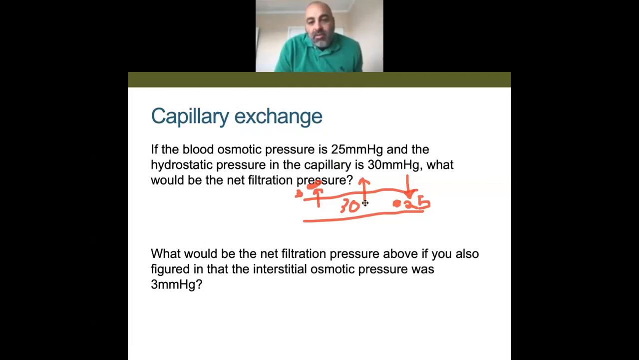We're saying 30 is pushing into the interstitium, 25 coming back into the blood. So I have 5 out here now. We're saying the albumin or proteins out in this tissue is pulling another 3 on top of that. Oh, so it'd be eight. Correct. So now we have 8 pulling into there.